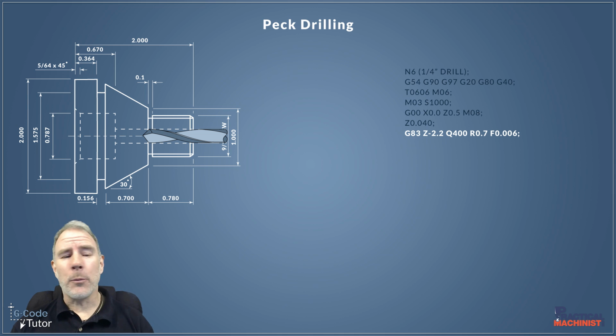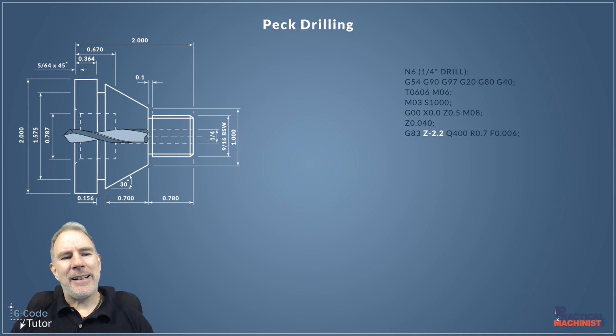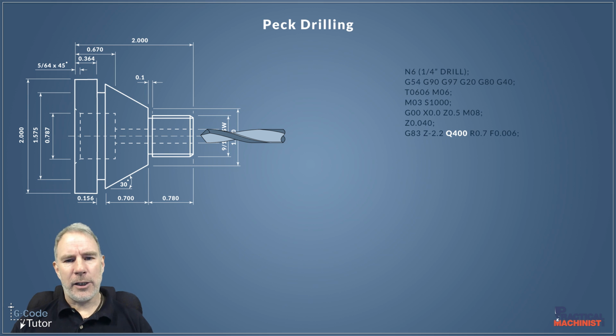Okay, so now this line is what this lesson is all about. I'm going to show you two different ways that we can use a PEC drilling cycle. So our tool is currently 1 millimeter away from the face of the part at 40 thousandths of an inch. Now our Z depth there is the final depth of the drilled hole. So we're going down to minus 2.2 inches. And then we have a Q value, Q400. So this is the depth of each PEC. The Q value here doesn't need a decimal point. It's actually going in at 0.4 of an inch before it retracts after its first PEC. So each PEC is going to be 0.4 of an inch.